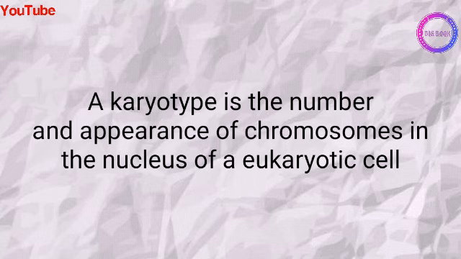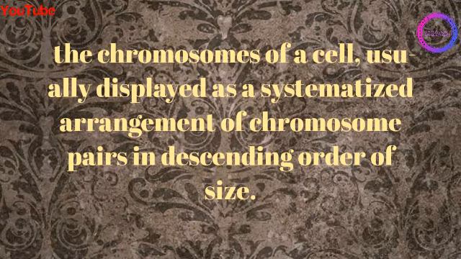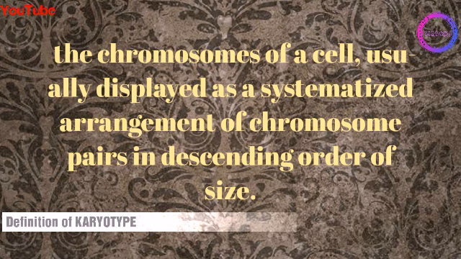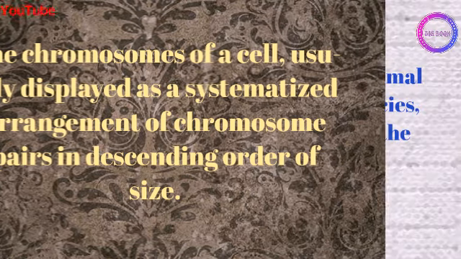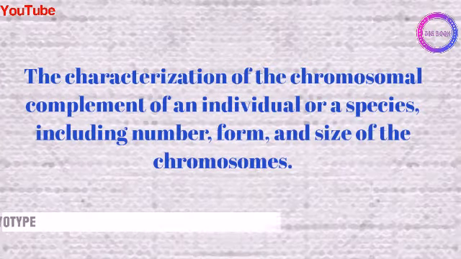The next definition is: the chromosomes of a cell usually displayed as a systemized arrangement of chromosome pairs in descending order of size. This particular definition gives somewhat of a description of the karyotype, that is the systemized arrangement of chromosome pairs in descending order of size. This is also not a complete definition.